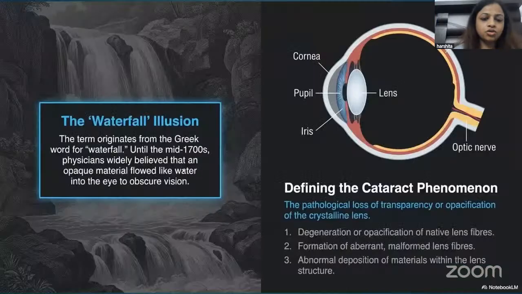To define cataract, as we all know, it's a pathological loss of transparency or opacification of the crystalline lens that occurs due to degeneration or opacification of native lens fibers, formation of aberrant and malformed lens fibers, or abnormal deposition of material within the lens structure. The term waterfall illusion, you would have heard before. Until the mid 1700s, it was widely believed by physicians that an opaque material flowed like water into the eye to obscure the vision. So this term originated from there.